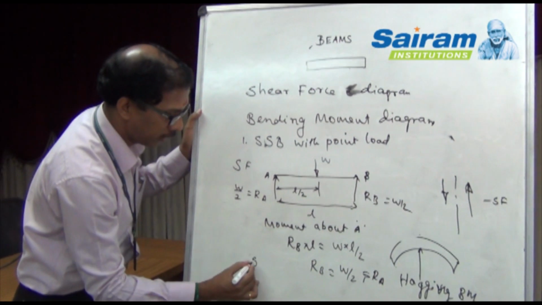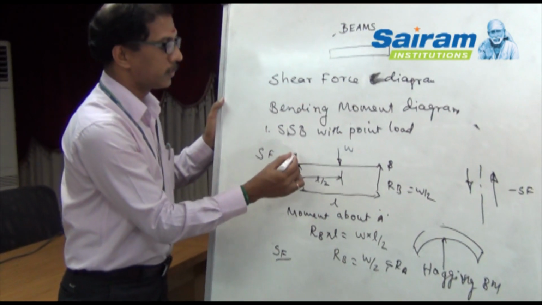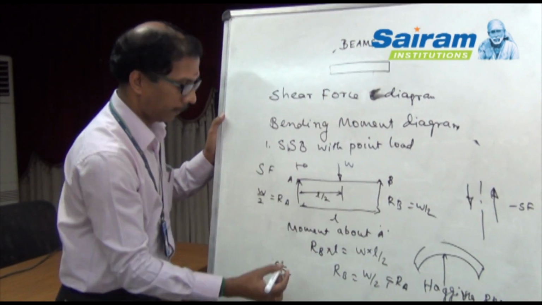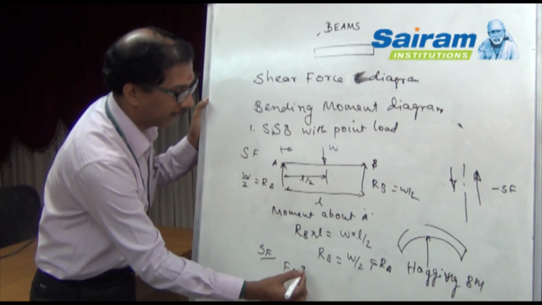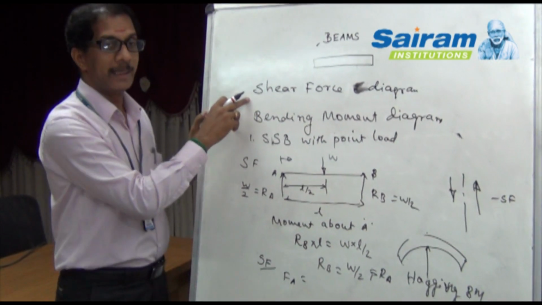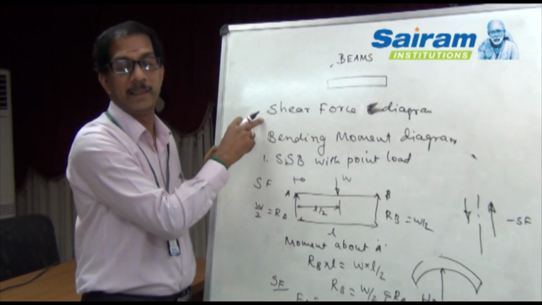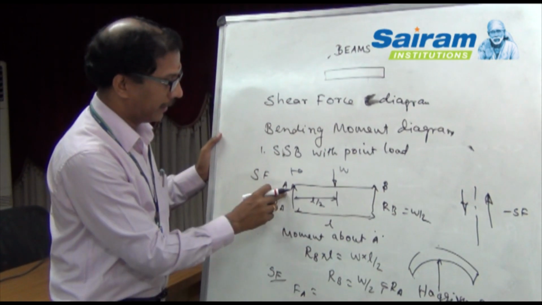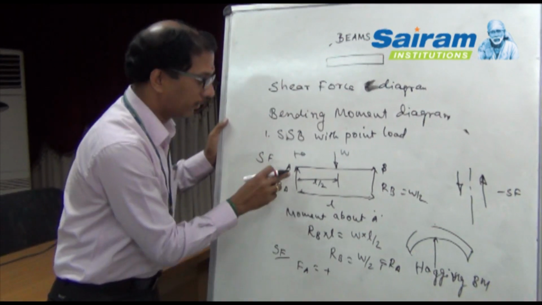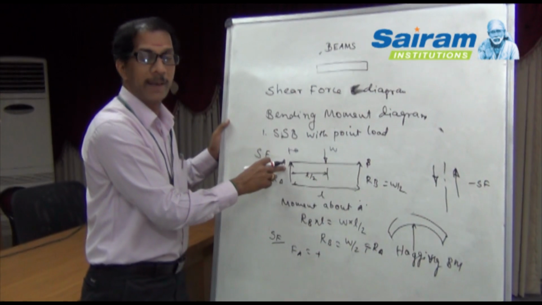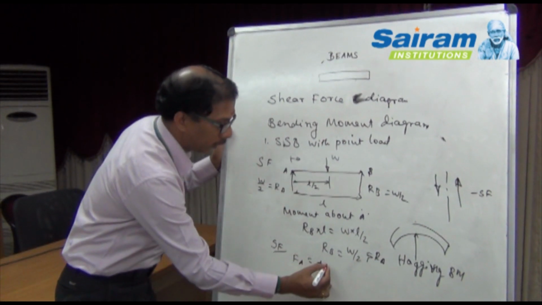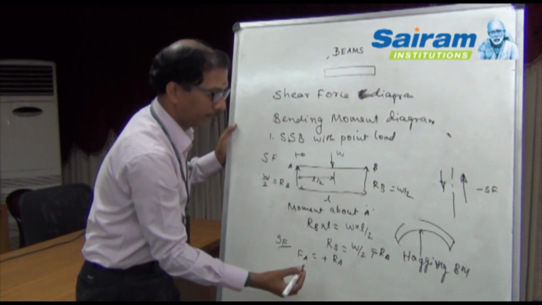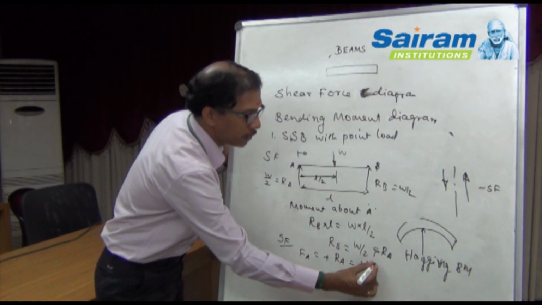From this we'll construct the shear force. So shear force will start from point A. At point A we have a vertical force. Already I said shear force is nothing but the vertical forces along the length of the beam. So the shear force at point A is RA, and the force is acting in the upward direction towards the left, so FA will be plus RA, that is plus W by 2.